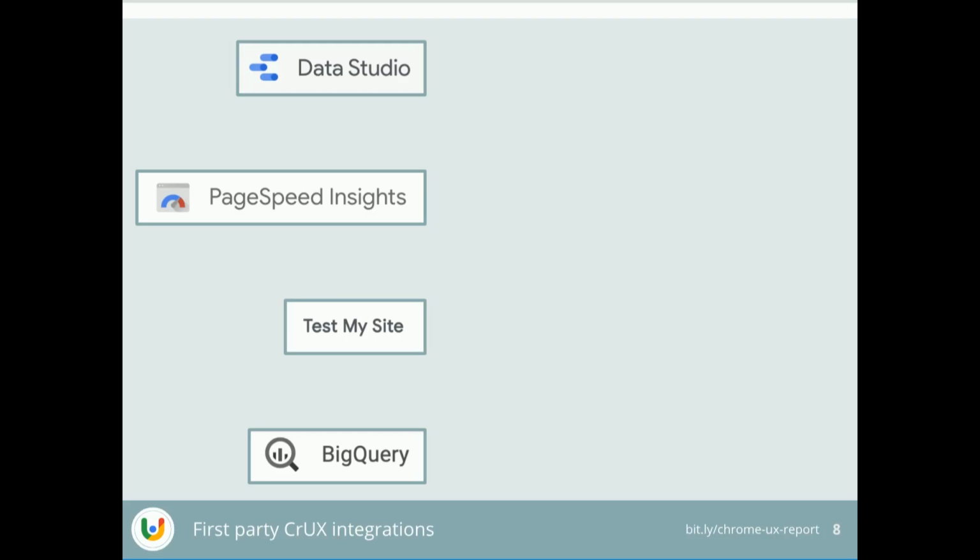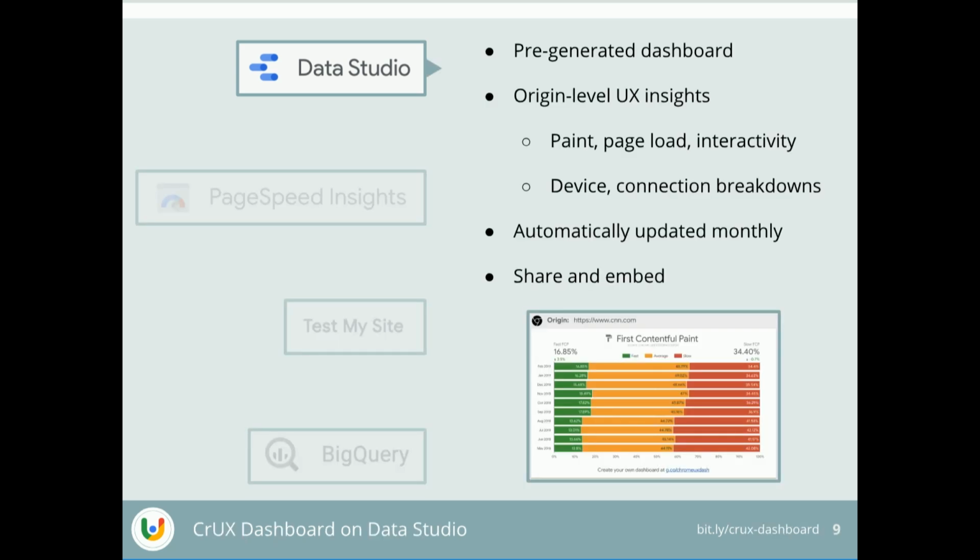So CrUX data is made available in several tools, starting with the CrUX dashboard. You could just give it an origin. And by the way, an origin, that's how the websites are grouped in the data set. An origin is just the protocol, subdomain, and domain. For example, http://www.example.com. There's no trailing slash or index.html or anything.